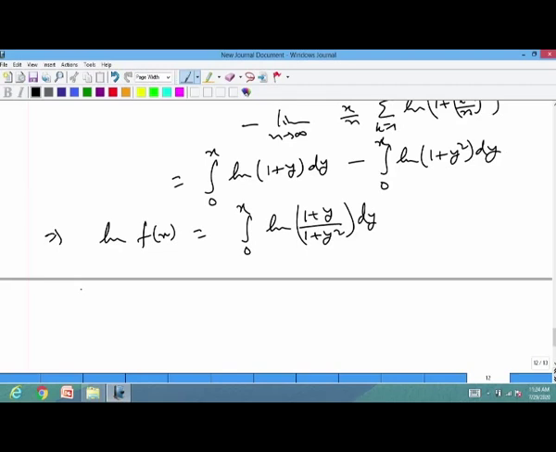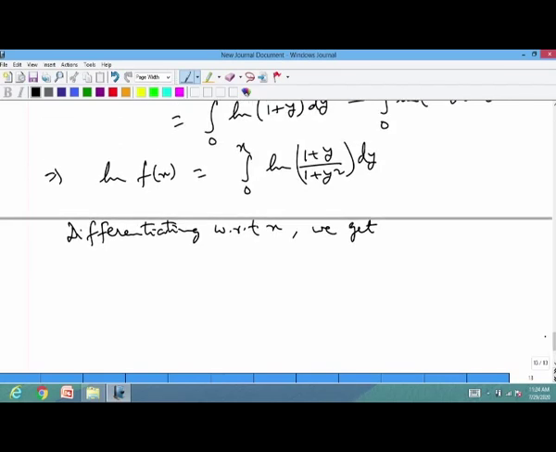That is easy to do here. So we differentiate this with respect to x. Log of f x, if we differentiate, we will get f prime x by f x equal to, this is integral 0 to x of the integrand dy. If I differentiate by the fundamental theorem of calculus, this will simply give log of 1 plus x by 1 plus x square, and we always had x bigger than 0. So we get this as f prime x by f x.